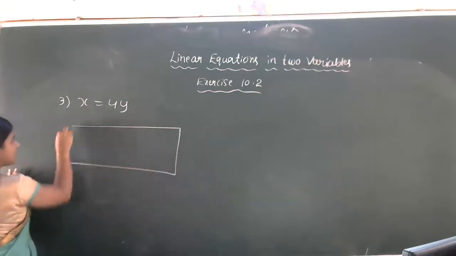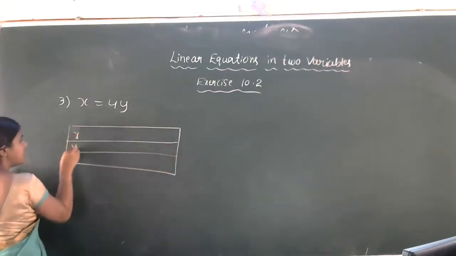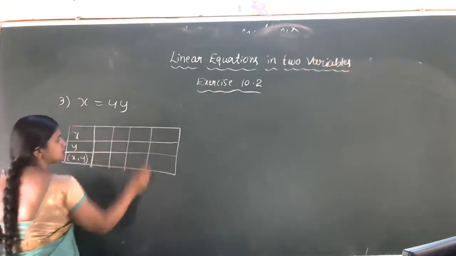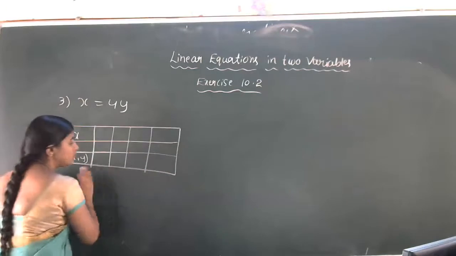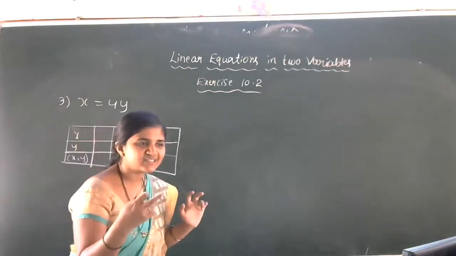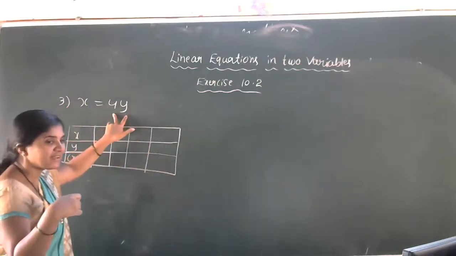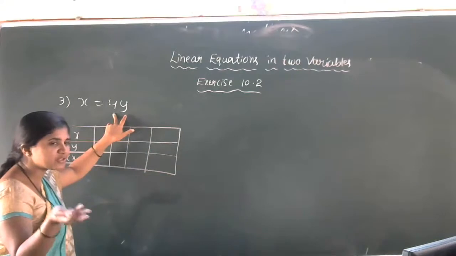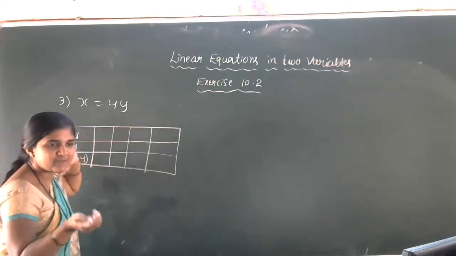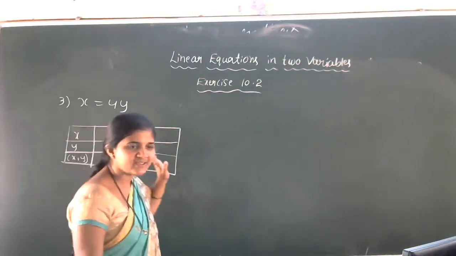So we have to prepare a table, no? So 4 solutions we have to find here. X, Y, X comma Y. 1, 2, 3, 4. Now, which is your choice? X is equal to 4y is there. Which one we have to substitute and which one we have to calculate actually? Yes, tell me first. Where are you all? Are you all there in the class? Are you all sleeping?